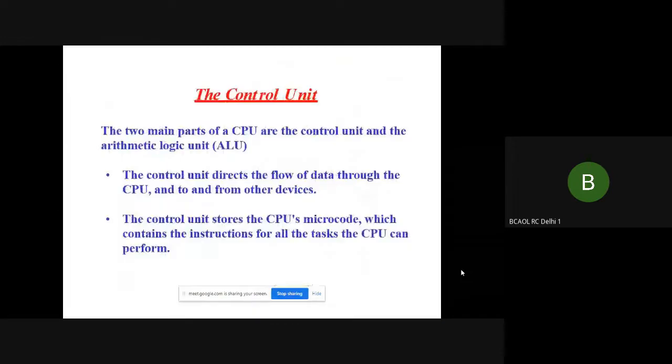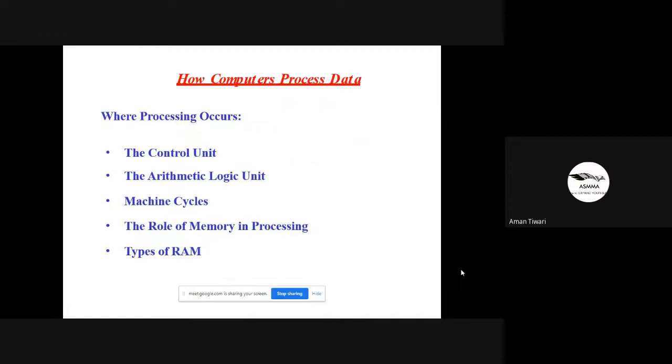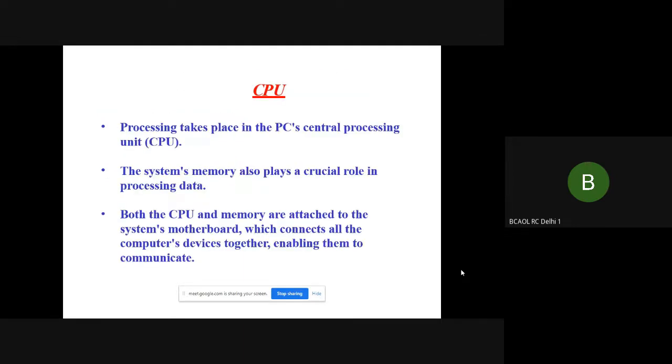So we had to talk about our CPU. We were talking yesterday about our CPU, right? The central processing unit, we know that it is divided into two parts, that is control unit and arithmetic logic unit. So whatever processing of the PCs takes place is in the central processing unit. That means the brain of the computer is your CPU, which does all the processing things.